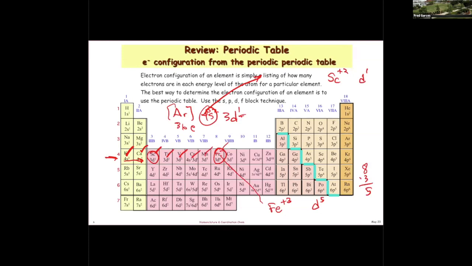What you need to do is figure out how many electrons are in the d orbital. Let's say I have iridium plus 3. How many electrons in the d orbital? Well, count: 1, 2, 3, 4, 5, 6, 7, 8, 9. 9 minus 3 is 6. It's a d6. That's the most efficient way of counting electrons in the d orbital.